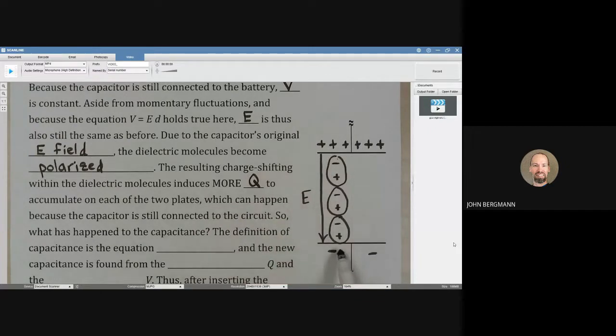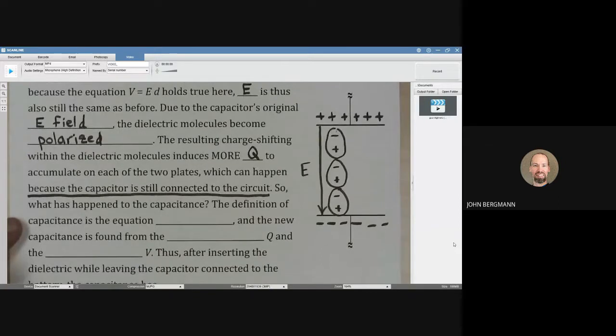And then the same thing happens down here. You see that positive charge, that's going to attract some negatives. So you end up with more charge than you did. You started with a certain amount of charge, and now when you put that dielectric in there, you've got more. And this can happen. We can move more charge because the capacitor is still connected to the circuit, right? It's still a complete circuit with the battery hooked up. So charge can still move for a short time.